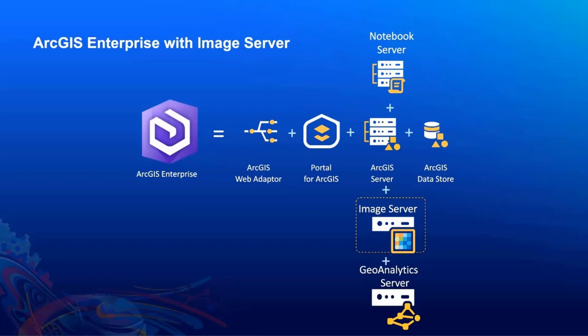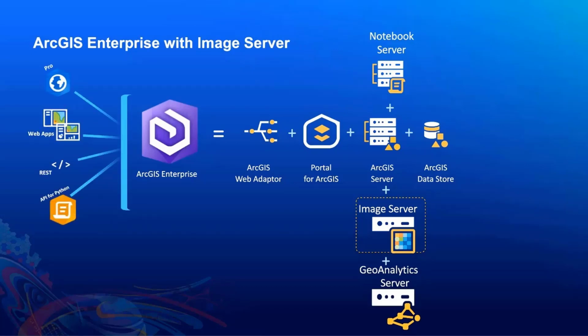The ArcGIS Enterprise supports different client applications like ArcGIS Pro, web-based applications like MapViewer. We can use the ArcGIS Enterprise through APIs like REST API, ArcGIS API for Python, and in this talk, we'll be using ArcGIS API for Python to perform raster analysis using Enterprise.